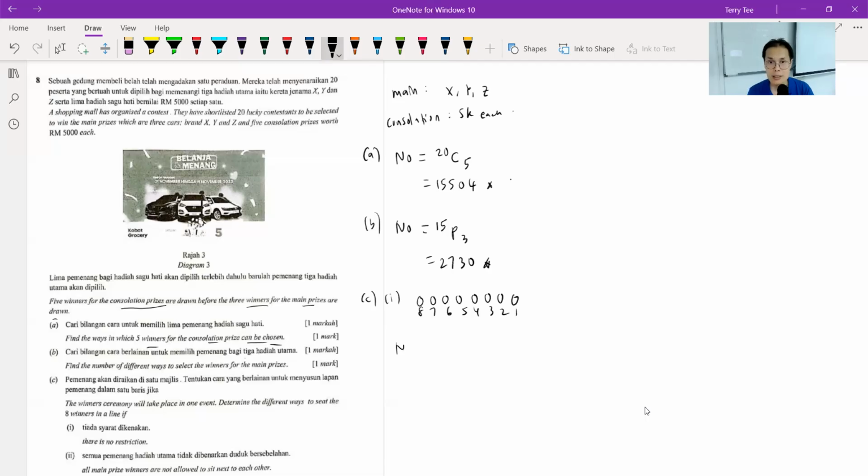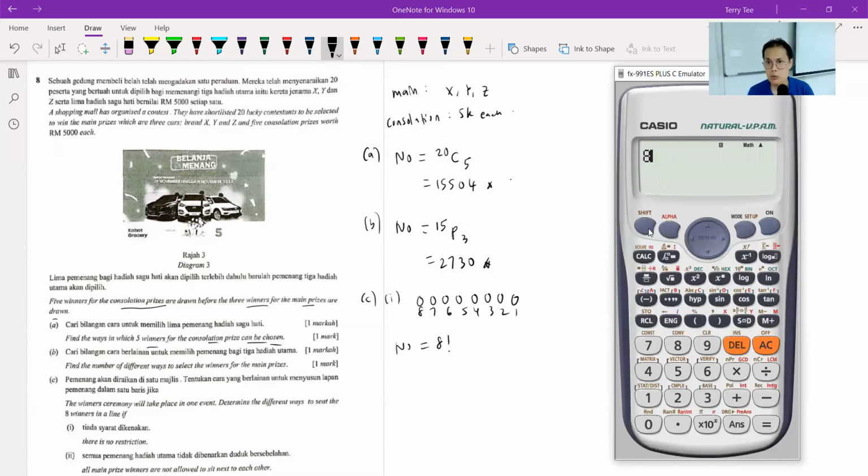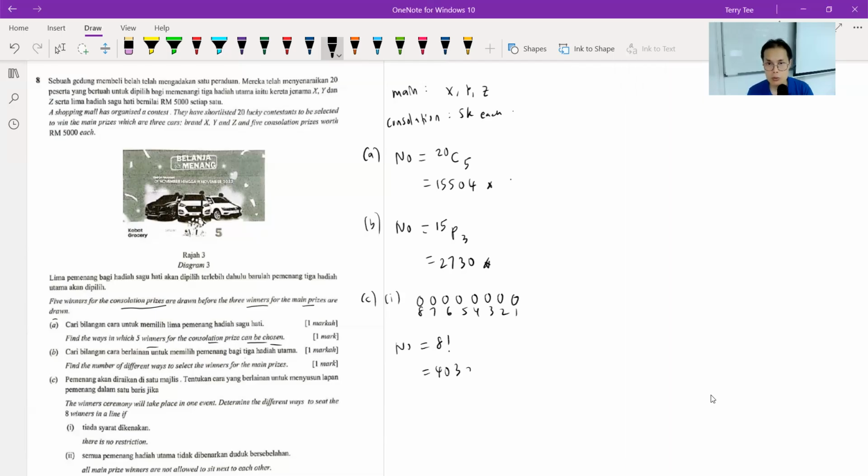We call this 8 factorial, or you can write 8P8. It's not necessary to write 8P8. 8 factorial will do, right? That will give us 40320. Okay. The second one.